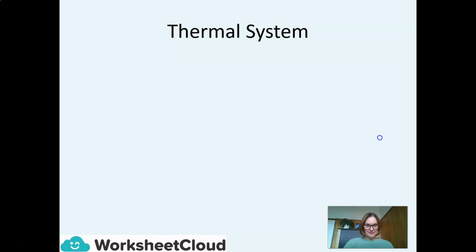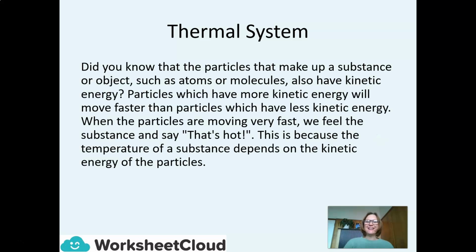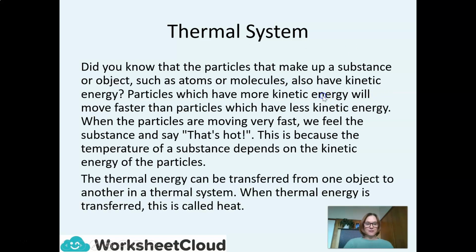A thermal system, obviously you guessed it right, yes, a heat system. Did you know that the particles that make up a substance or an object, such as atoms or molecules, also have kinetic energy? Particles which have more kinetic energy will move faster than particles which have less kinetic energy. So when the particles are moving very fast, we feel the substance and we say, oh, that's hot. This is because the temperature of a substance depends on the kinetic energy of the particles.